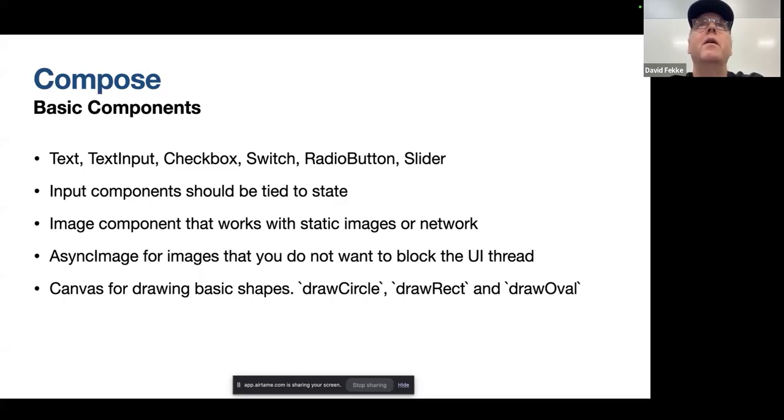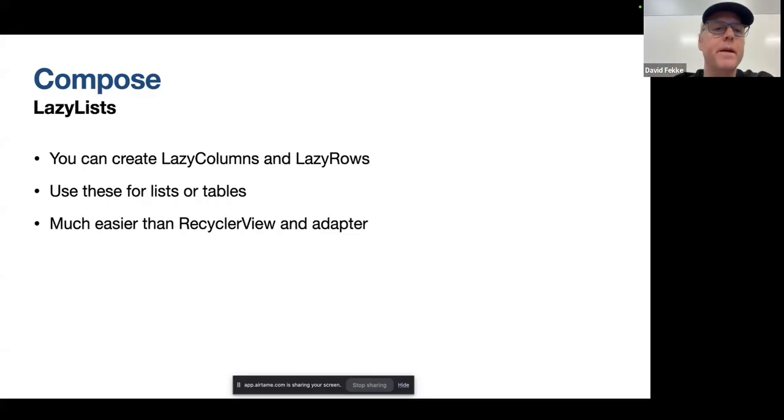The image component works with static images or over a network. There's also one that you can use from a framework called Coil called AsyncImage, if you want to pass a URL that you want the AsyncImage to load. It'll do that asynchronously, so you don't have to worry about blocking your UI. They also have a canvas that you can use if you want to draw basic shapes, like drawCircle, drawRect, drawOval, that sort of thing. And then they also have lazy lists.